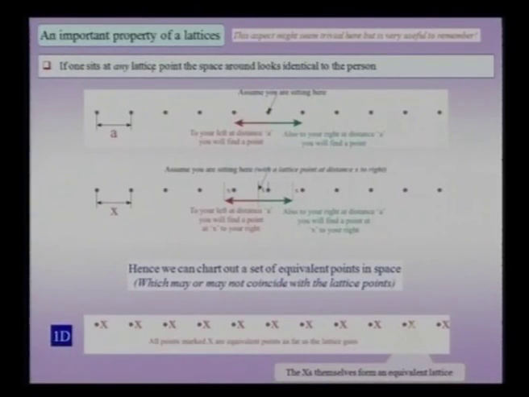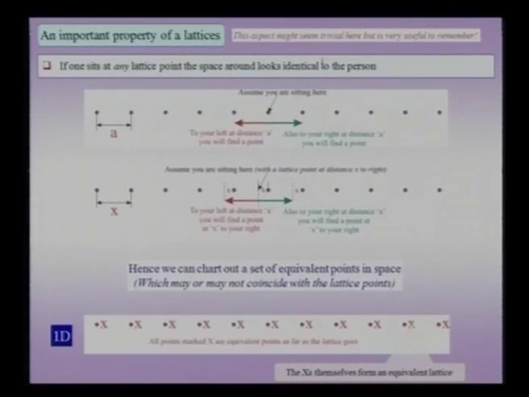This helps us in many ways in understanding a lot of the concepts we have seen before, including the concept of a sublattice. Now, the property of the lattice we are talking about is that at any point in the lattice where you sit, all the space around you would look identical. It does not matter which lattice point you choose to sit on, the entire space will look exactly identical given the array of points.